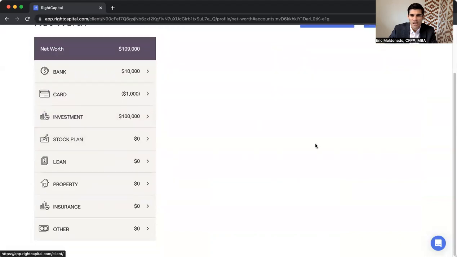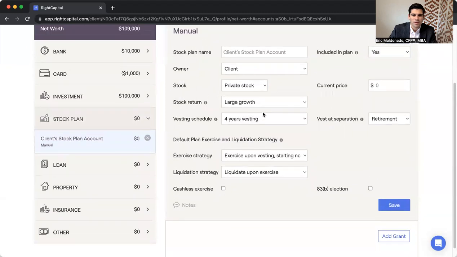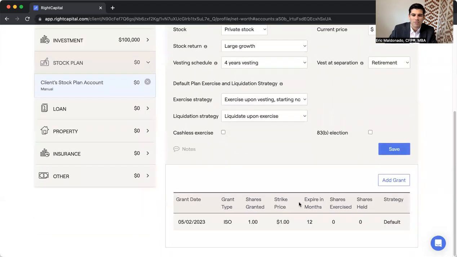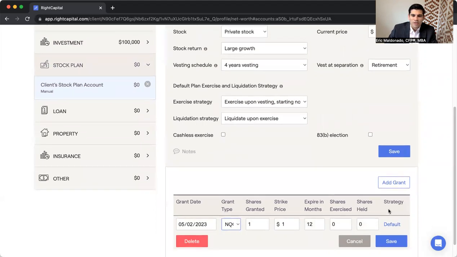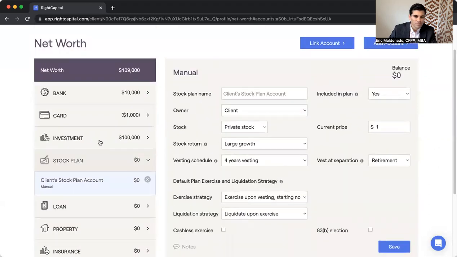And then, if someone has a stock plan, they can also add any valuation there. If it's private stock or an actual publicly traded stock, you can enter in the vesting schedule and exercise strategy. If there's an 83(b) election or a cashless exercise, you can add grants. Is it an ISO, RSUs, NQO? So this would be a spot to enter in any stock options or stock compensation, RSUs, anything like that.